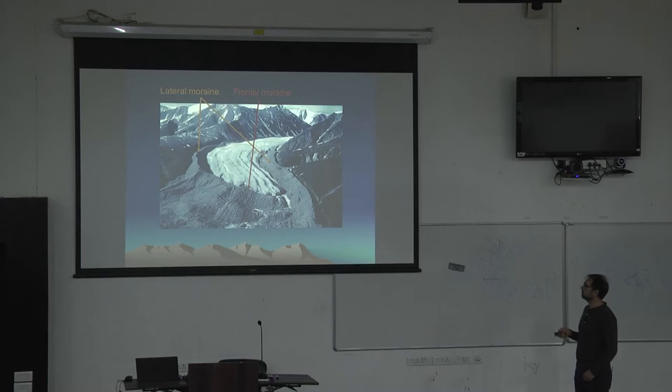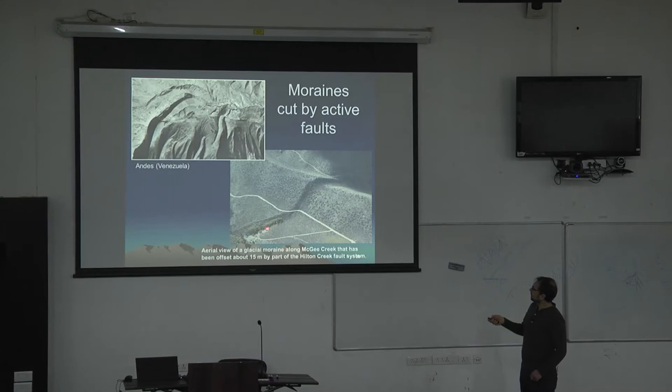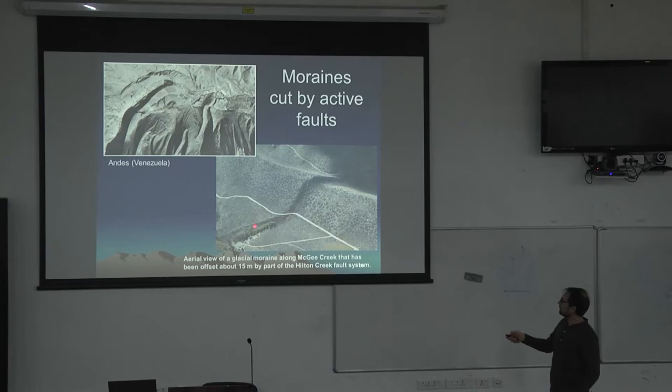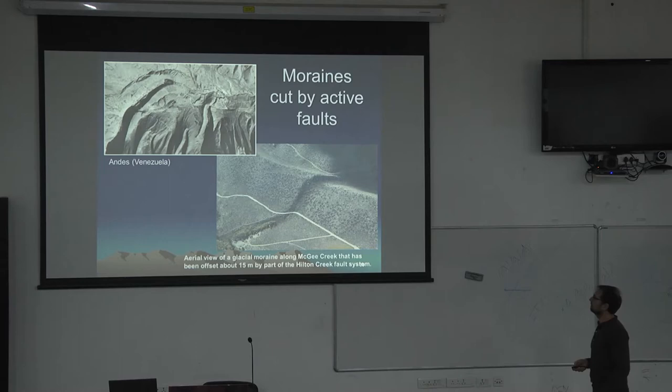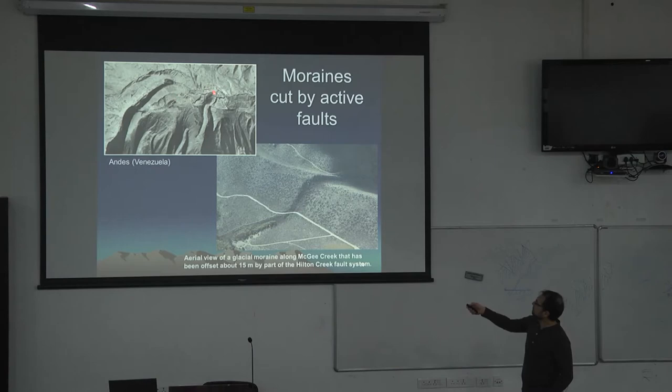So here you see a view from a plane of a normal fault that cuts a moraine, I think in western US. With a 15 meter step, you can see the car on the parking lot here that gives you the scale of this moraine, which is probably 100 meters high, and the step, the offset, around 15 meters. And above in Venezuela, you see two moraines associated with different valleys. And you see here a small step, and it's not so obvious here, but here a small step or offset linked to a strike-slip fault.